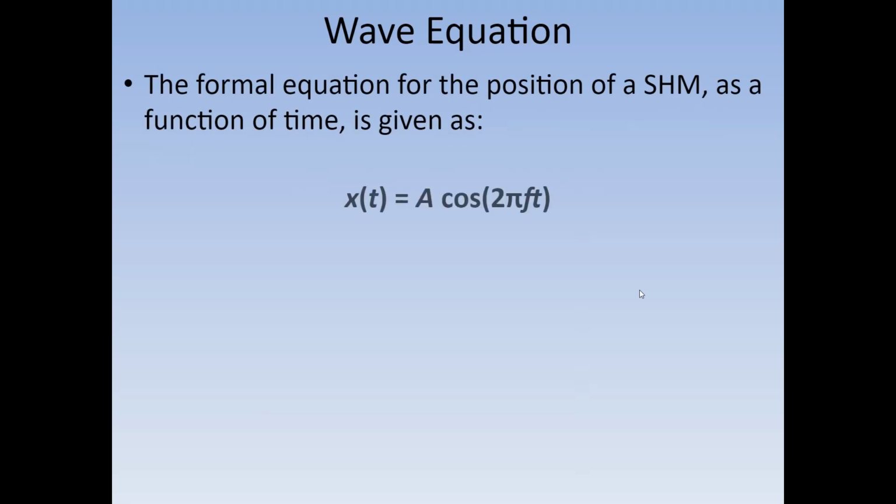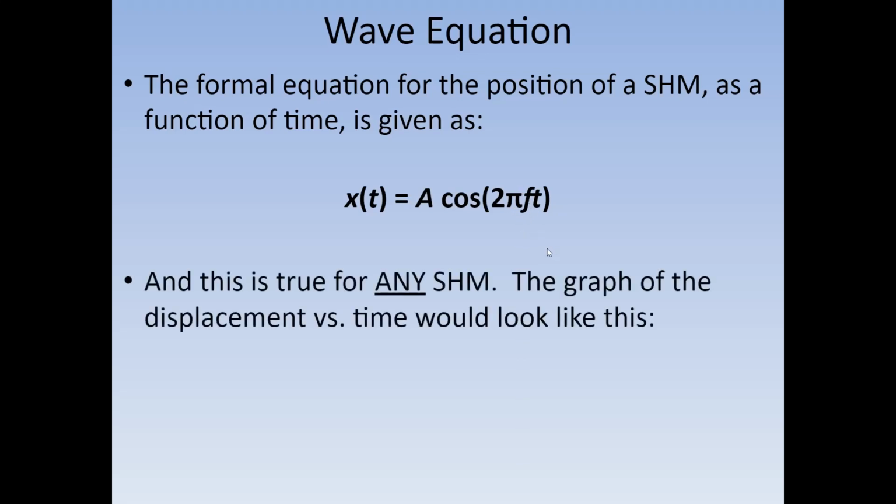All right. Now, the actual equation for position is going to look like this. And this actually is on the reference table. x of t, so the position as a function of time, is going to be represented by the amplitude times cosine of 2 pi f t, f representing the frequency. Now, this is going to be true for any simple harmonic motion.